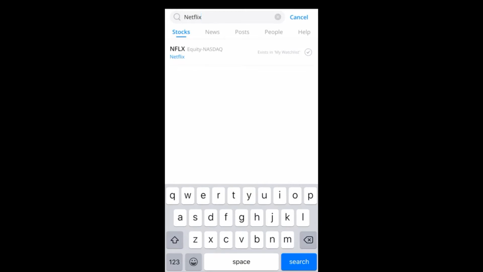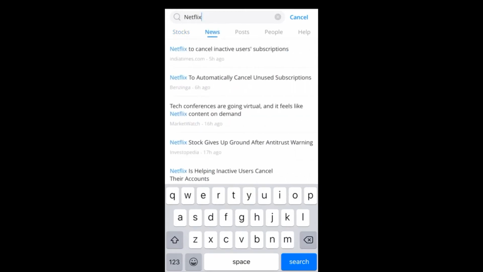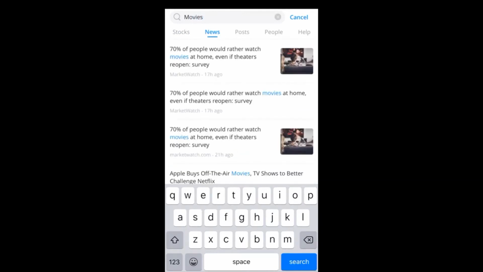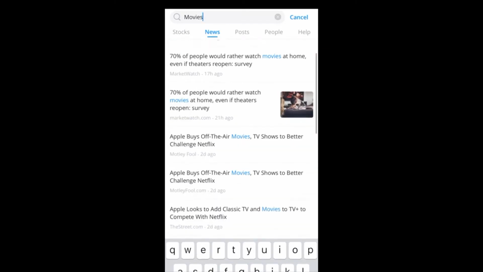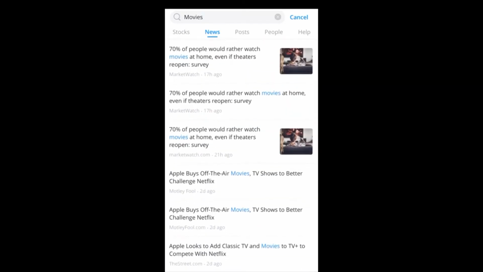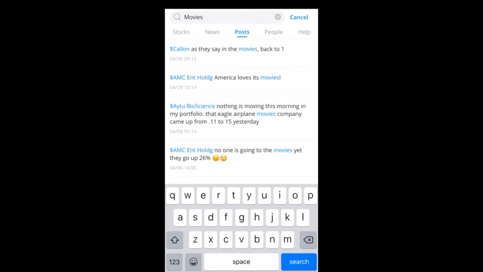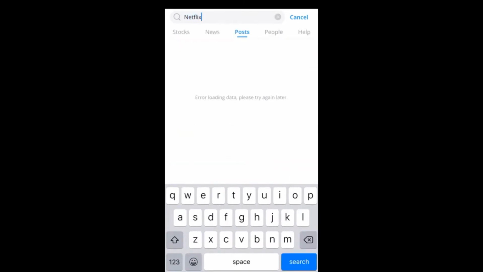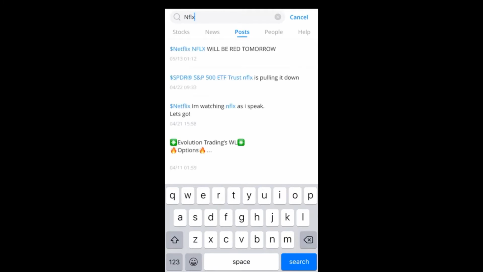But you can also search for news on a specific company or a specific word. So let's say you search movies and then it'll look up recent articles which mention movies. You can also search posts. So if someone mentions movies or they mention Netflix in their post, or they mention the specific ticker symbol. And so you can search either the ticker symbol, a specific word, or the specific company's name.